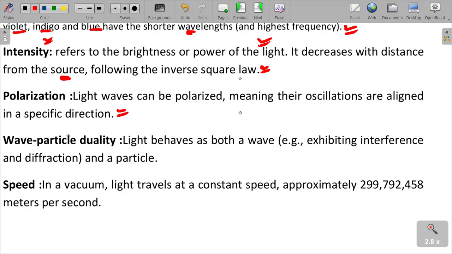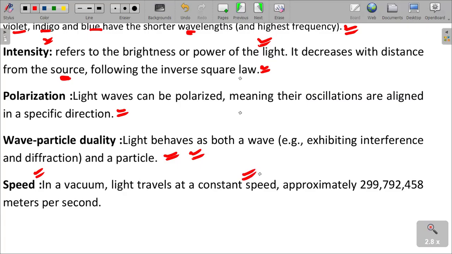And then wave-particle duality. We are saying light behaves as both a wave, exhibiting interference and diffraction, and a particle. That has been identified, that we can see both wave and particle behavior in terms of light.